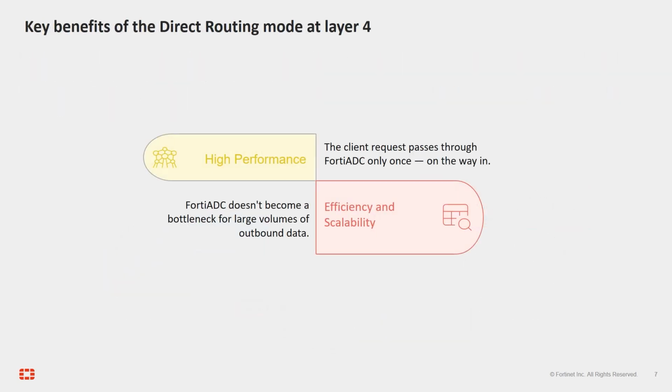As discussed, using the direct routing packet forwarding mode offers several advantages. The client request passes through FortiADC only once on the way in. The server sends the response directly back to the client, bypassing FortiADC entirely for return traffic. FortiADC doesn't become a bottleneck for large volumes of outbound data. It's suitable for services like video streaming, large file downloads, and real-time media delivery. Using direct routing can reduce the latency because it avoids unnecessary hops or IP rewriting on the return path.